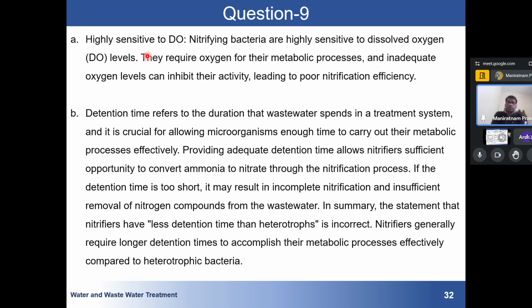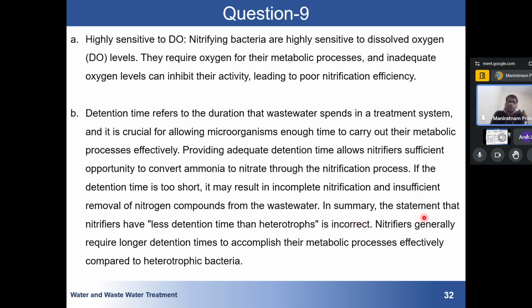The big option is detention time refers to the duration that wastewater spends in the treatment system. It is crucial for allowing microorganisms enough time to carry out their metabolic process effectively. Providing adequate detention time allows nitrifiers sufficient opportunity to convert ammonia to nitrate through the nitrification process. If the detention time is short, it may result in incomplete nitrification and insufficient removal of nitrogen compounds from the wastewater.